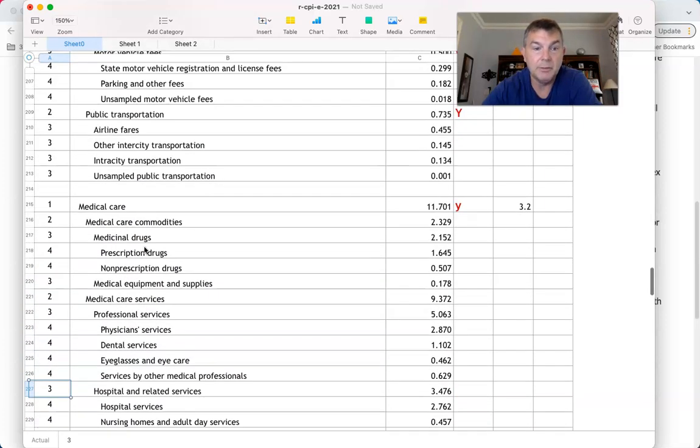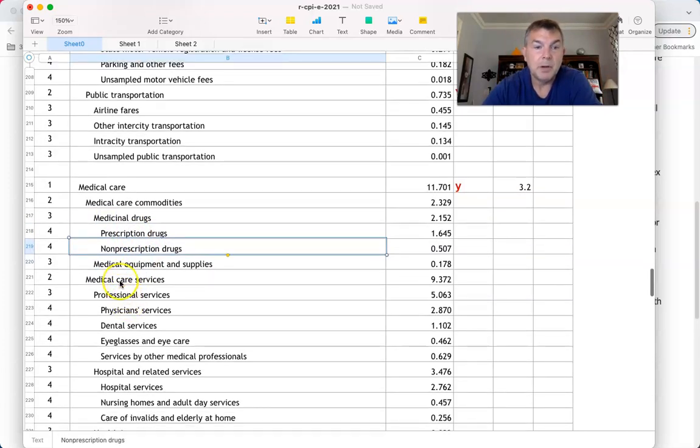I like this a lot. They do a real good job. So you'll notice under medical care, which is the topic here, the 2 big ones are medical services and medical care commodities. All right, then you go down. Medicinal drugs falls into 2 other subsets, prescription and non-prescription drugs. Medical care also falls under professional services, which has physicians, dentals, eyeglasses. You see what I'm saying?